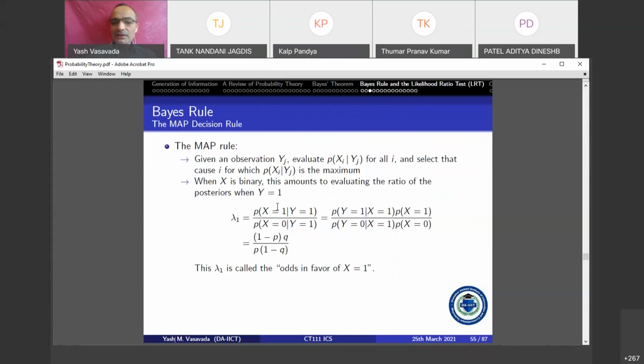Now, if you plug in the Bayes formula, this ratio turns into this. And all you need to do now is plug in the values. So y equal to 1 given x equal to 1, that likelihood we have called 1 minus p. The prior on x equal to 1 we have called q, because x is a Bernoulli variable with parameter q. And similarly, you can look at the denominator. It turns out to be p times 1 minus q. So this lambda 1 is just one number. It's a single number.